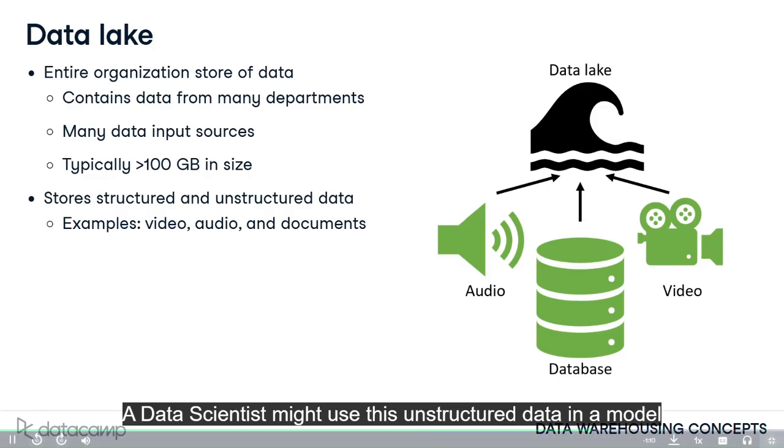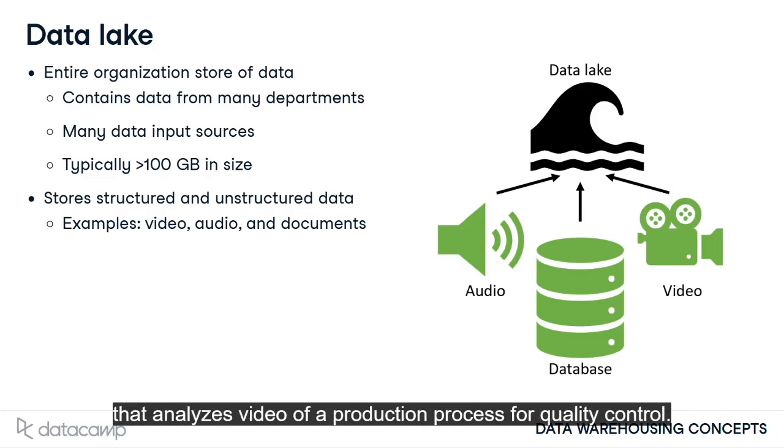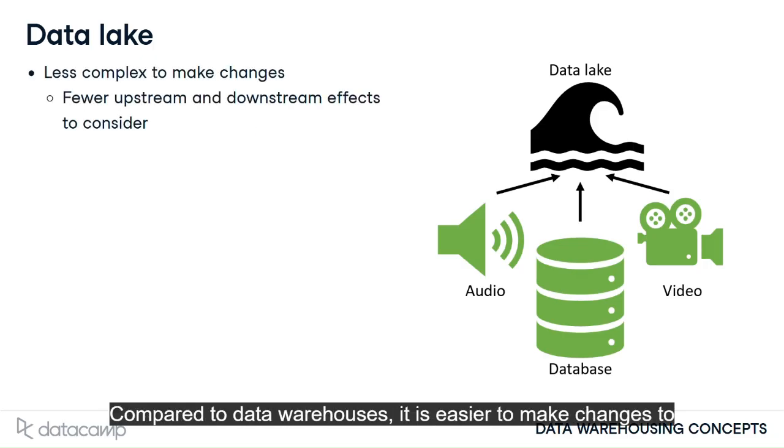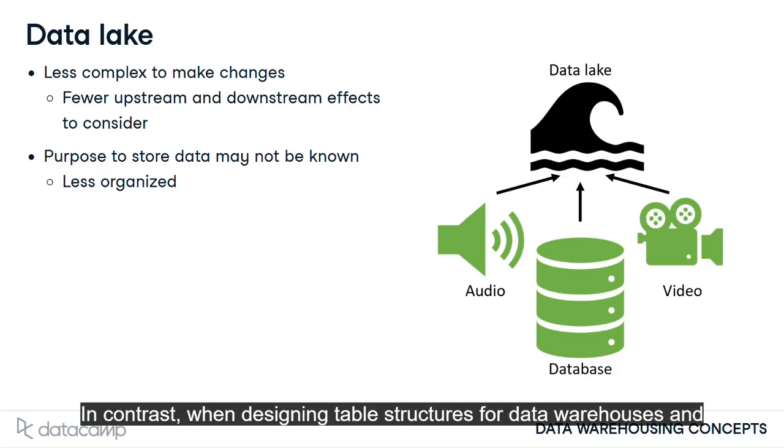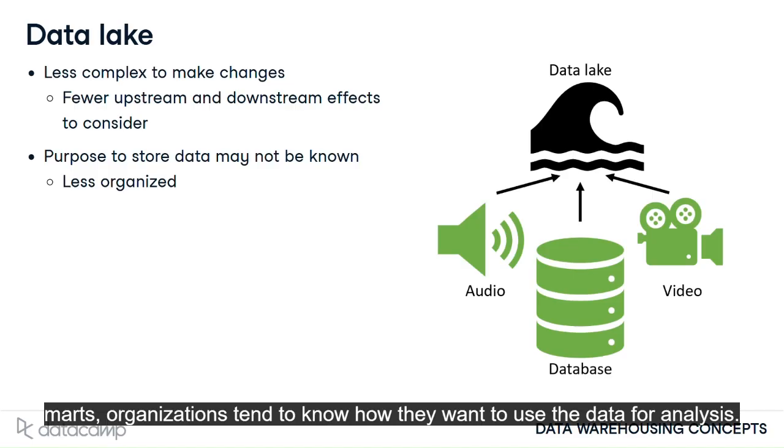A data scientist might use this unstructured data in a model that analyzes video for production processes for quality control. Compared to data warehouses, it is easier to make changes to data lakes because of their flexibility in storing unstructured data. This flexibility also allows storing data whose purpose may not be known today, but may be helpful for future analysis. In contrast, when designing table structures for data warehouses and marts, organizations tend to know how they want to use the data for analysis.